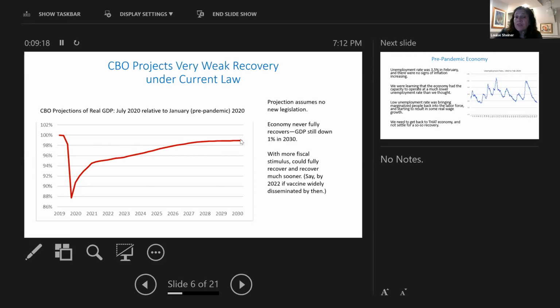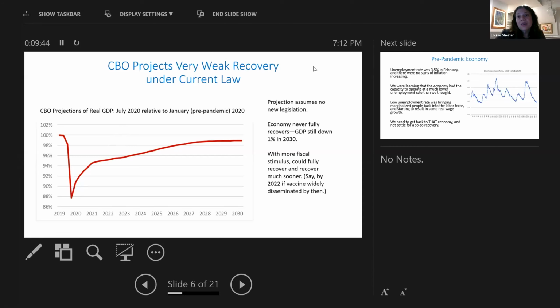But if you had more fiscal stimulus, you actually wouldn't have to have this at all. If you had enough fiscal stimulus, you could fully recover and recover much sooner. Basically by the time, or just shortly after, there's no more need for social distancing. We have a vaccine that's widely disseminated. With enough fiscal stimulus, we could basically get back to 100% by like 2022.